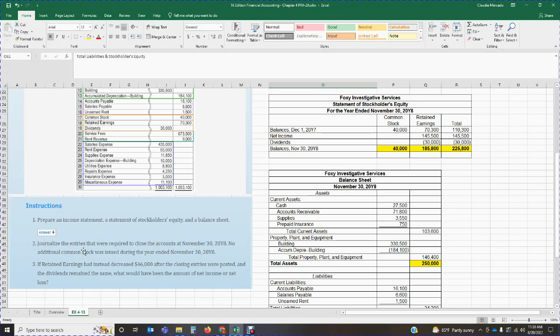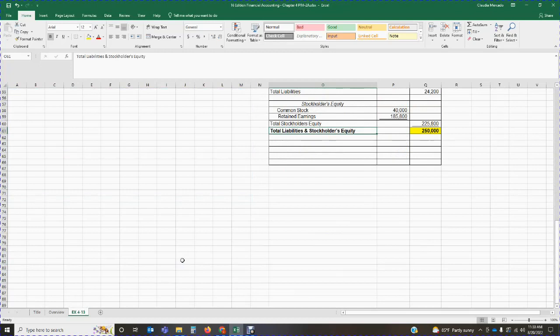Requirement 2, journalize the entries that were required to close the accounts as of November the 30th. No additional common stock was issued during the year ended November the 30th. Okay? So now we need a journal. So I'm going to put the journal down here.